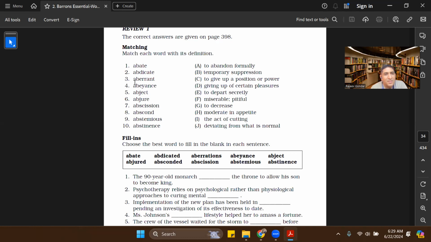We are doing the match the column. Then abdicate is to renounce, to give up some position. So abdicate is to abandon formally. In fact, C, to give up position or power. That is abdicate. What was aberrant? There was, I'm pretty sure, I gotta think.